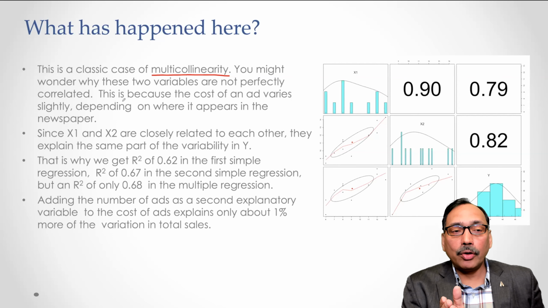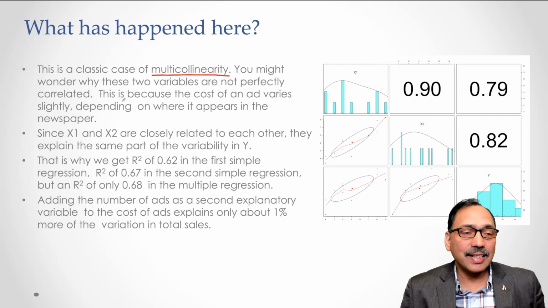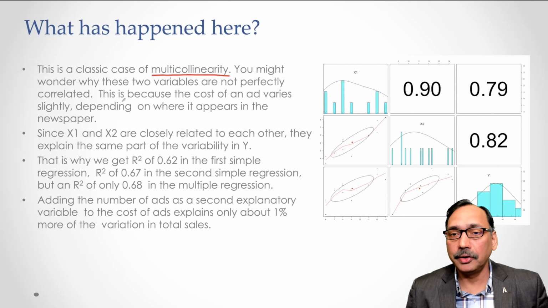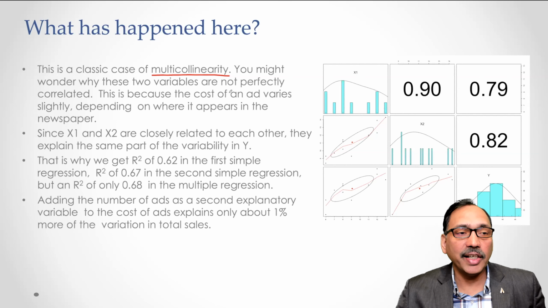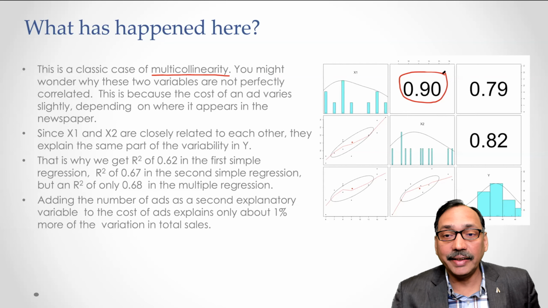So we are talking about x1 and x2. This is because the cost of ad varies slightly depending on where it appears, so in the newspaper, front page, last page, and so on. There could be some variability there. The x1 and x2 correlation coefficient is 0.9, which is very, very high.